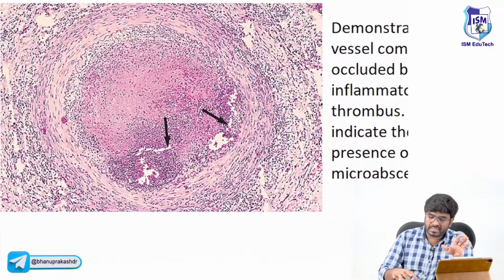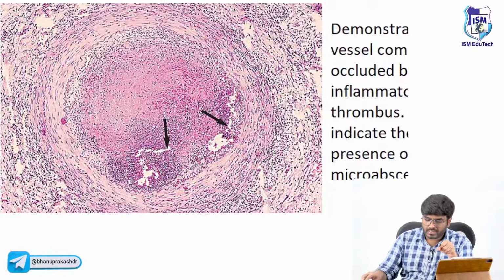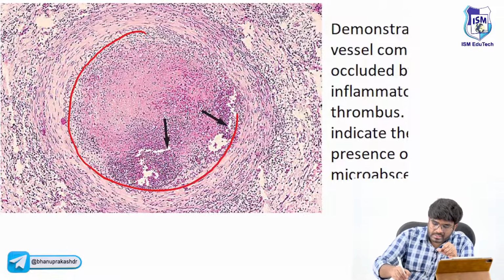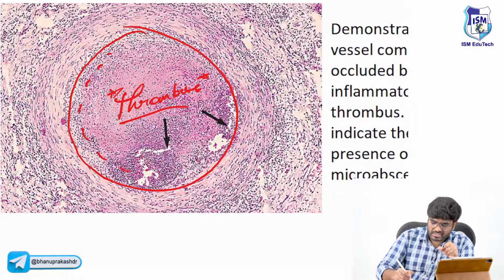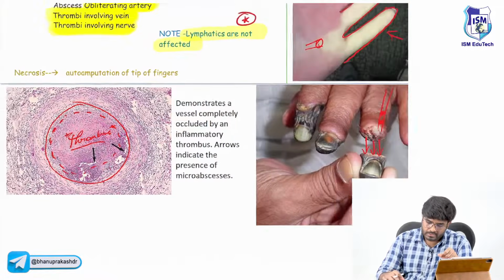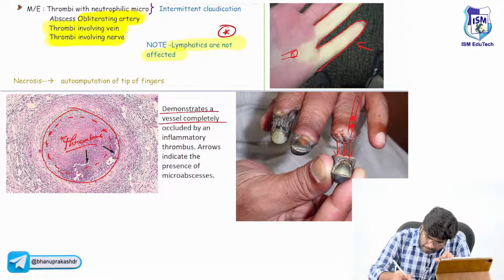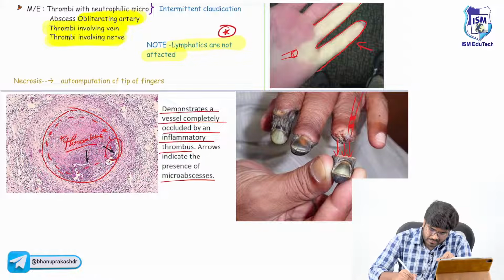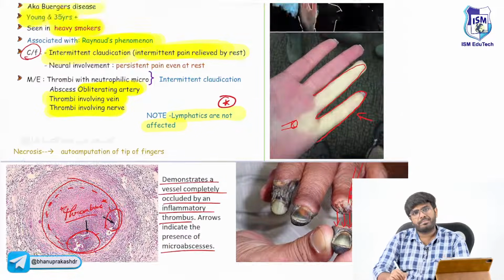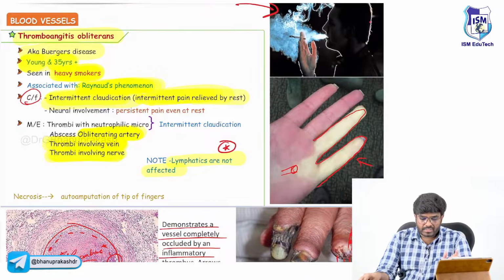You can very clearly see here, this is a blood vessel. The entire lumen is blocked with the thrombus. This is a thrombus, with lots of inflammatory cells seen. This demonstrates a vessel completely occluded by inflammatory thrombus. And you can even see the micro abscess. Okay, so done.